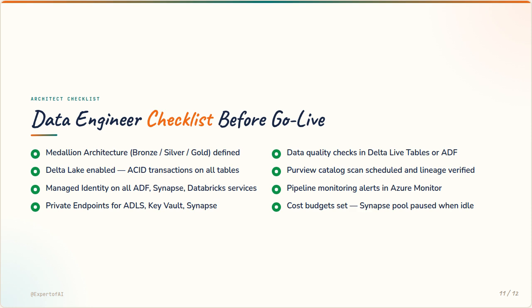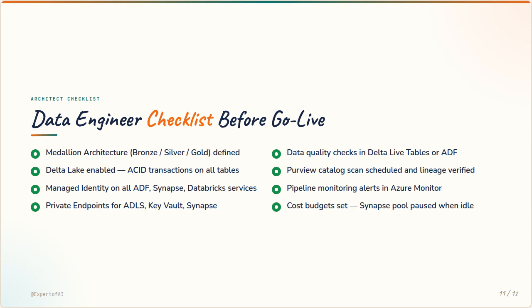First, confirm your Medallion architecture is defined. Bronze, silver, and gold layers are clearly separated in your data lake. Second, Delta Lake is enabled on all tables for ACID transaction support. Third, managed identity is configured on all ADF, Synapse, and Databricks services. No passwords or keys in code. Fourth, private endpoints are active for data lake storage, Key Vault, and Synapse.